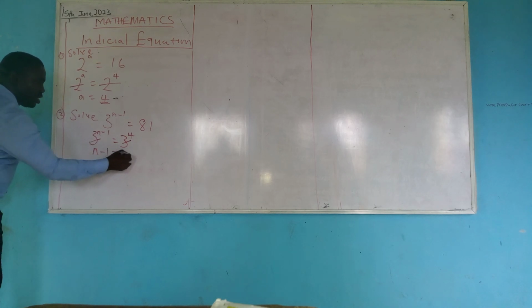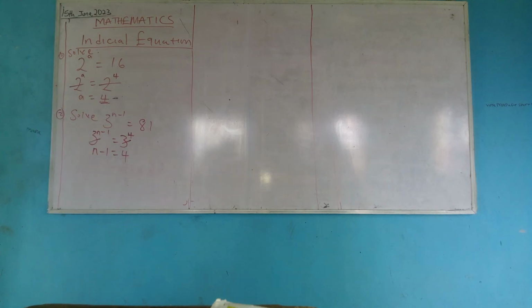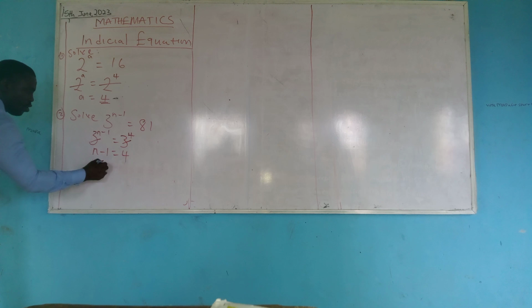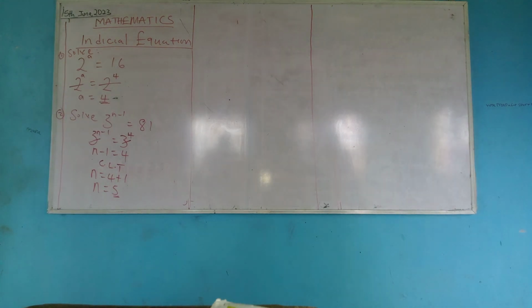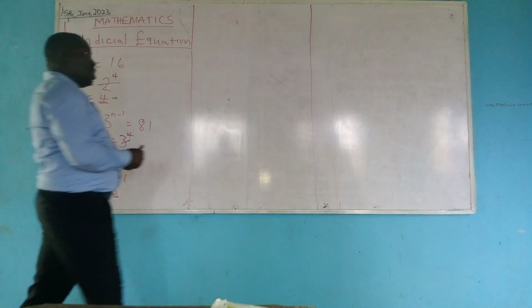So we have this. And what do we do now? I want to make n the subject of the formula. So I quickly collect like terms. n therefore becomes 1 plus 4, so my n is 5. I'm sure that's pretty simple. So I will graduate from here now to something a little bit higher.